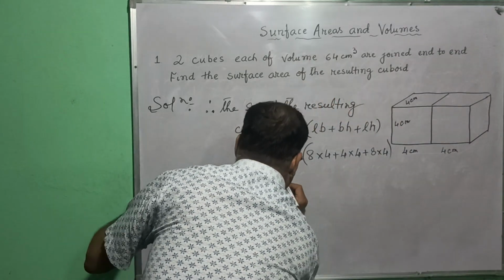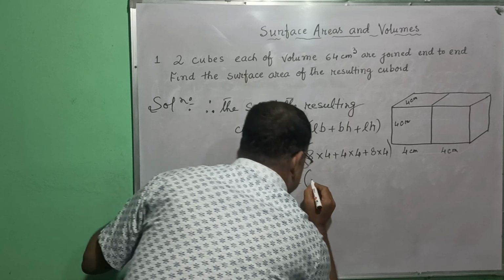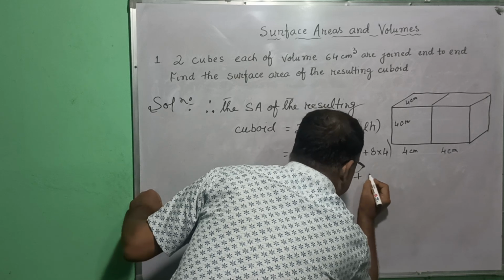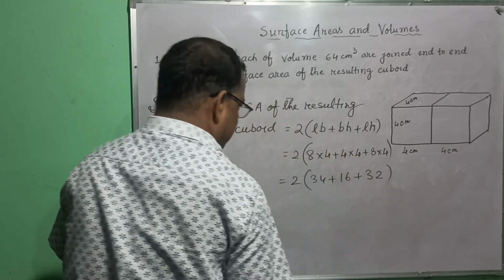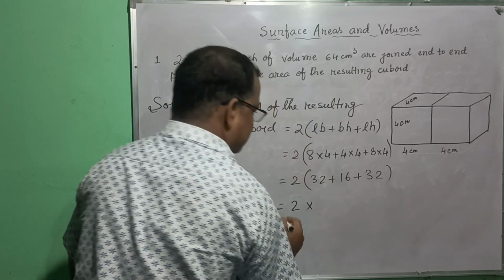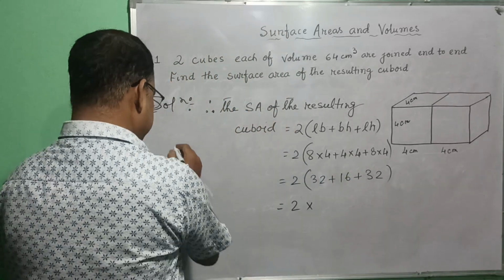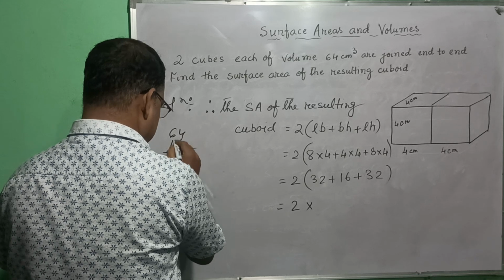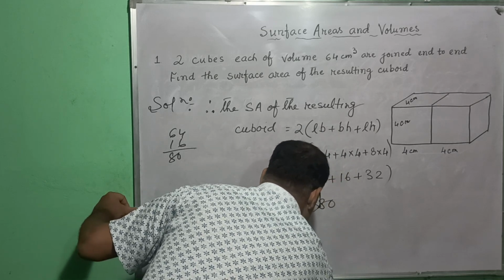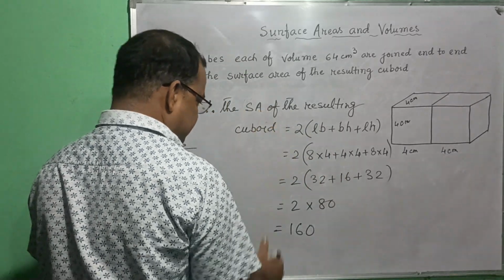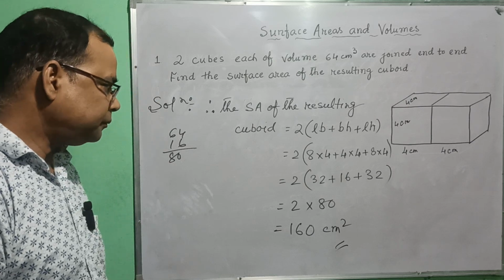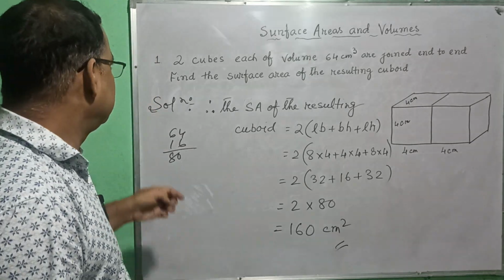Now we'll calculate. 8 into 4 is 32, plus 16, plus 32. So equal 2 into, we'll add it. So here 64 plus 16 gives us 80. So it is 2 into 80 equal to 160. What is it? Surface area. So we write here centimeter square. So this is the answer. So I think you can understand. Now we'll do number 2.